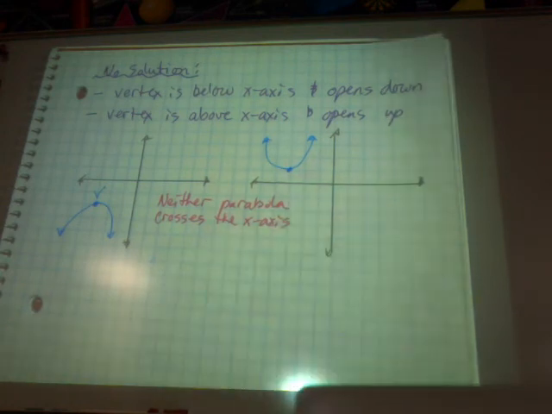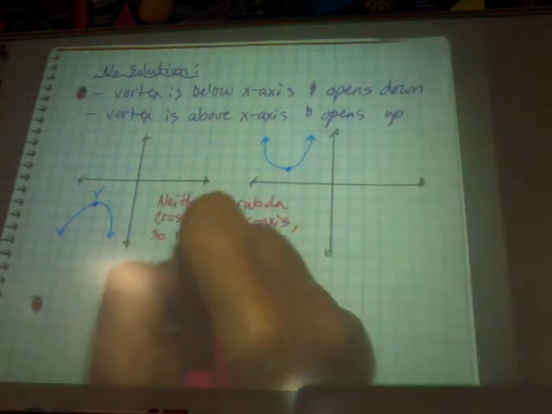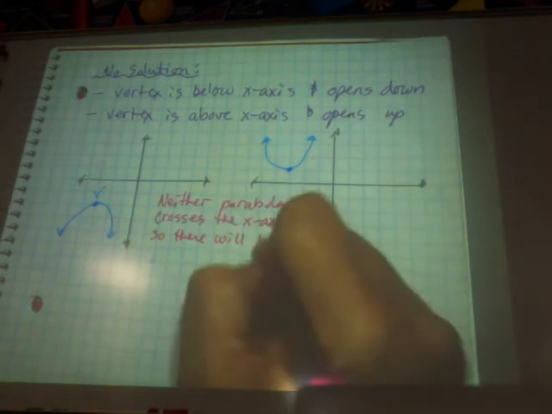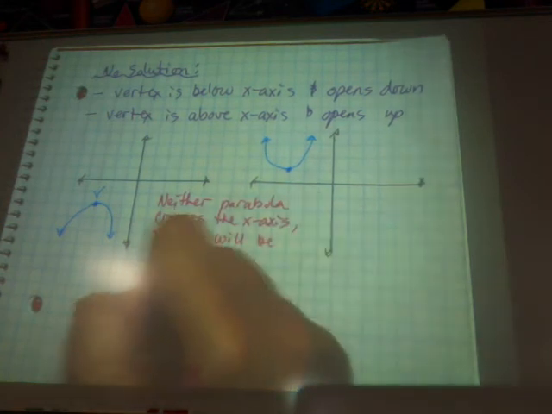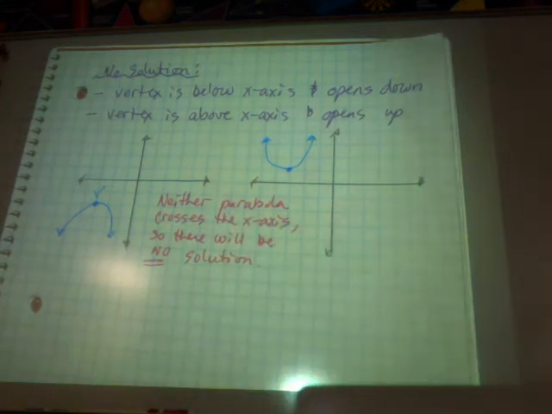So there will be no solution. So if I'm asking you to find the solution to the quadratic by graphing, and you graph something in this situation, your answer you actually have to state no solution. You can't just leave it.